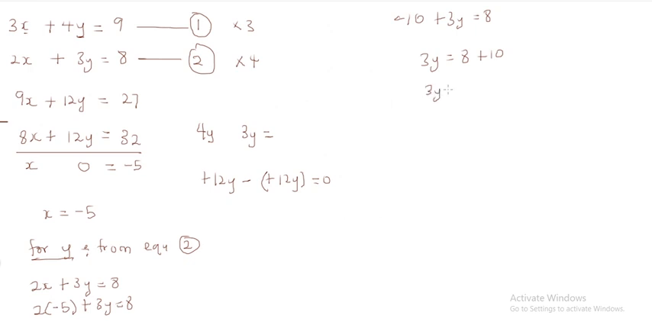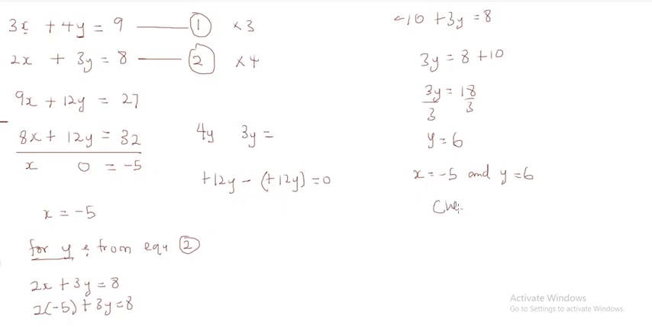This is 3y is equal to 8 plus 10, which is 18. Dividing both sides by 3, I have y is equal to 18 divided by 3, which is 6. That means my x value is equal to minus 5 and my y value is equal to 6. You can always do this at the back of your notebook.